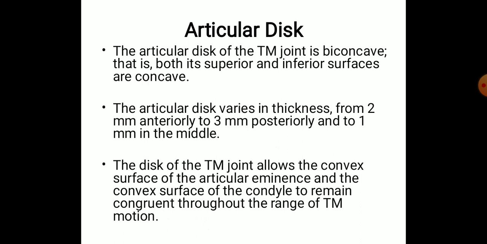So this is one of the functions this interposed articular disc possesses. Basically, our two articulating surfaces are convex in shape, and these convex articulating surfaces become congruent in the presence of the interposed disc. Because of this biconcavity of the interposed disc, it gives a proper attachment with the temporal bone and the condyles of the mandible.